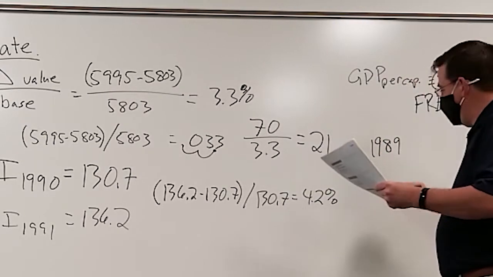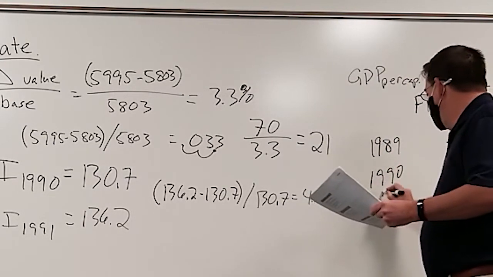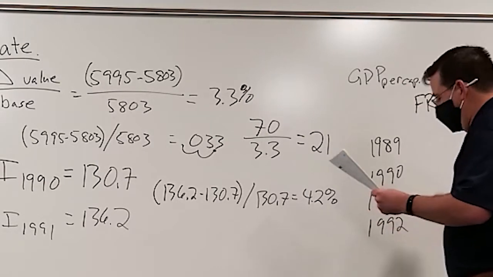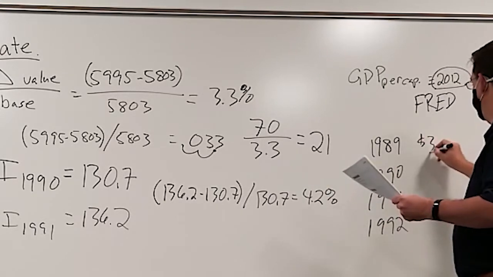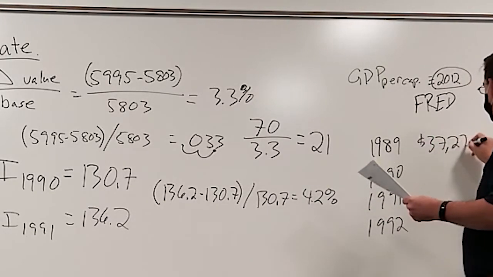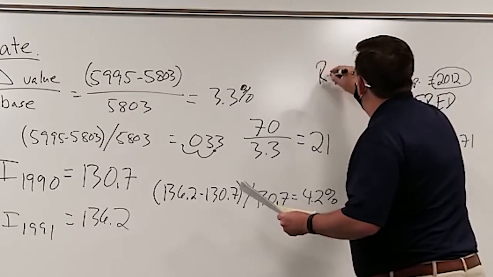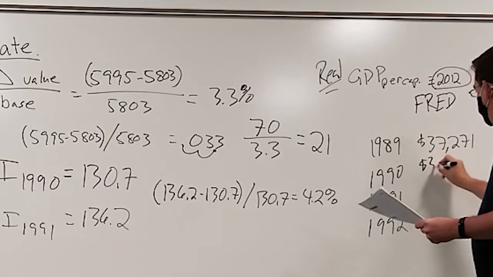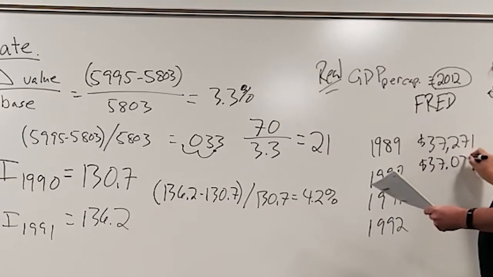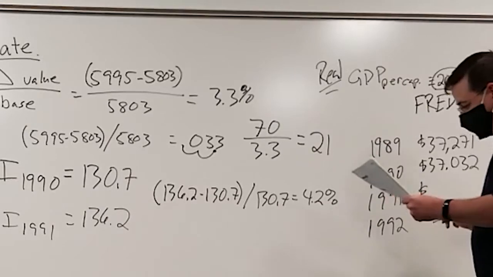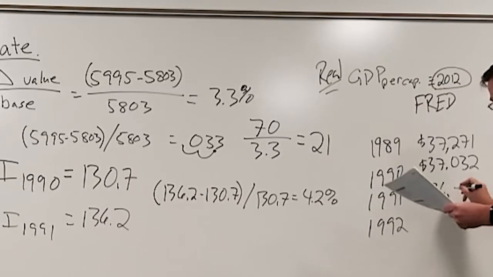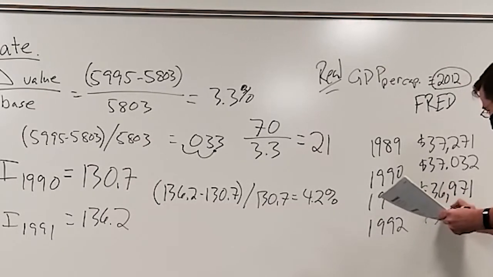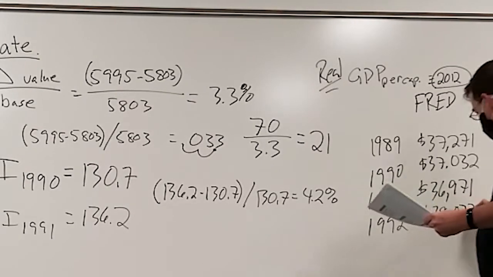So 1989, 1990, 1991, and 1992. GDP per capita went from $37,271. Oh, by the way, this is real GDP per capita because it's in constant dollars. Up to $37,000, down to $37,032. Then 1991 was $36,971. And then 1992 was $38,077.